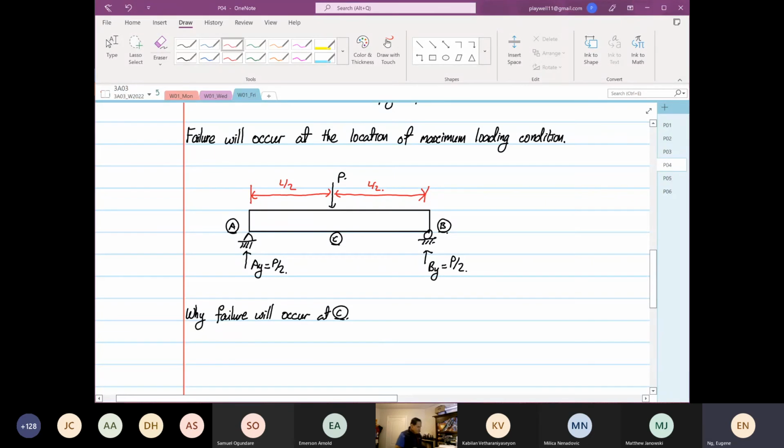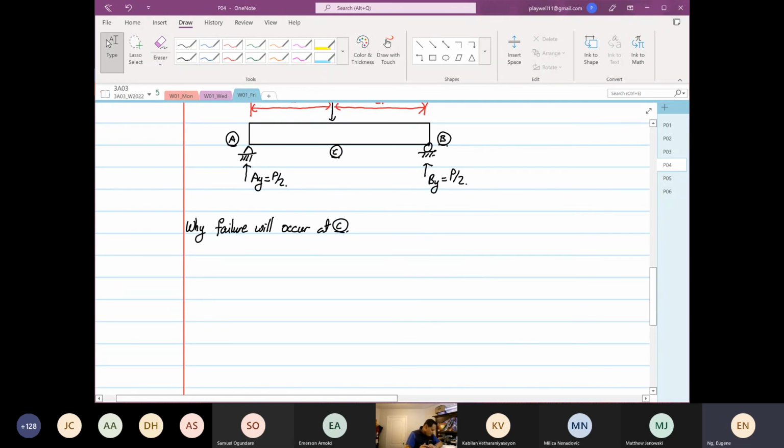Now, are you ever curious that when you analyze a structure like this, you need to analyze from A to C, yes or no? When you do your calculation, you do not need to go from A to B. You need to do from A to C. So why is that? I'll show you why.